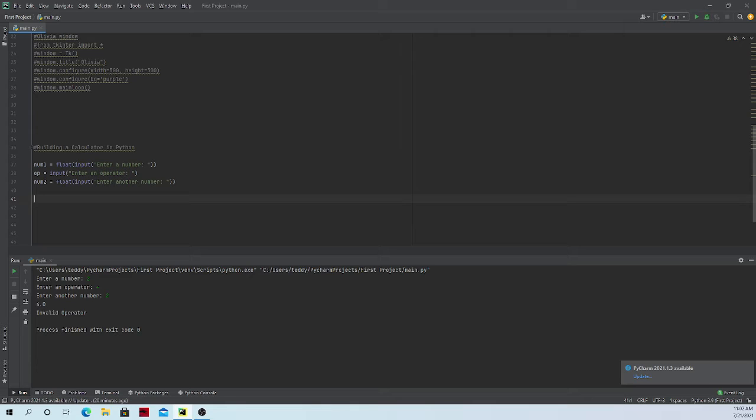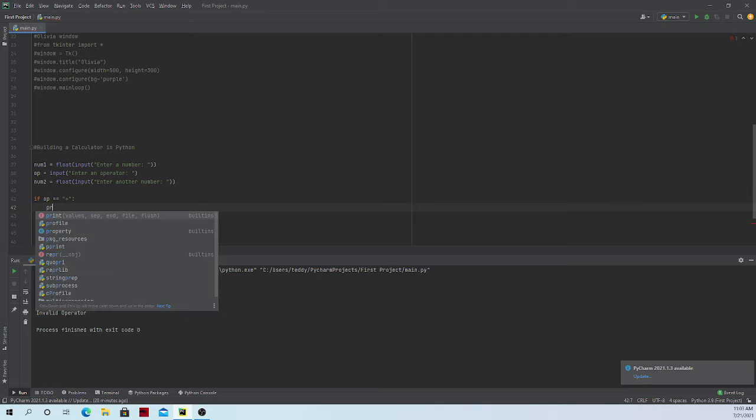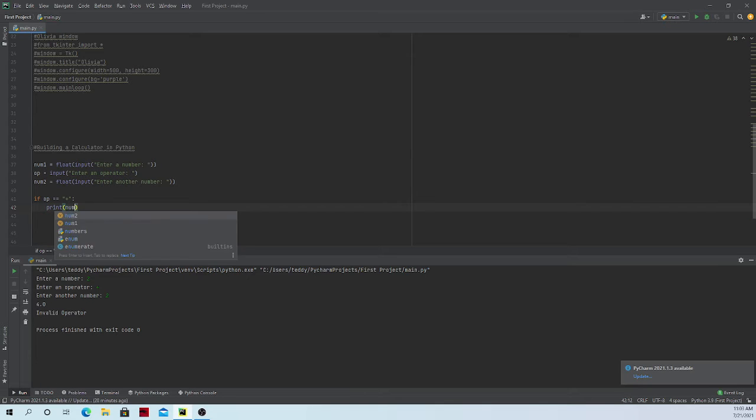So now we need to say, okay, if our operator equals plus, minus, divide, times, what are we going to do with that? So if operator equals plus, okay, then what are we going to do? If the operator equals plus, we're going to print num1 plus num2. Makes sense, right?